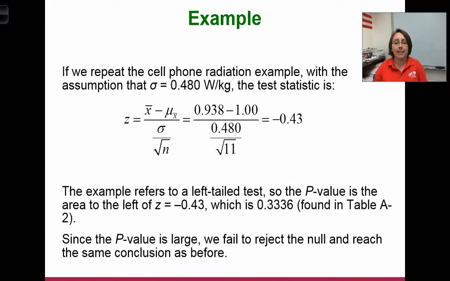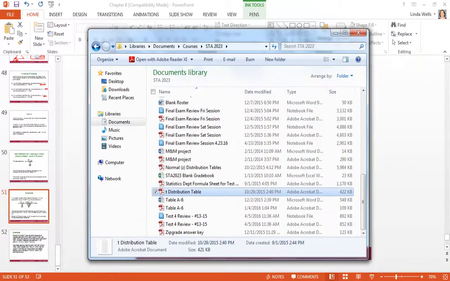Alright, if we repeat the problem we just did, this would be the only real change. Instead of t test statistic, you would use the z-score. So the example refers to a left-tailed test. So the p-value is the area to the left of the z-score. So let's go make sure you understand how to find a p-value if you're dealing with a z-score.